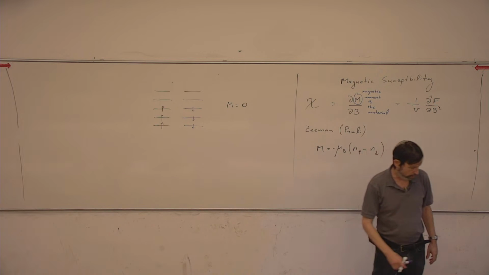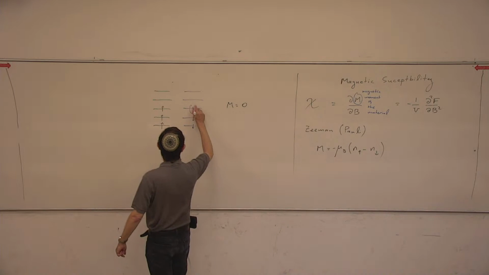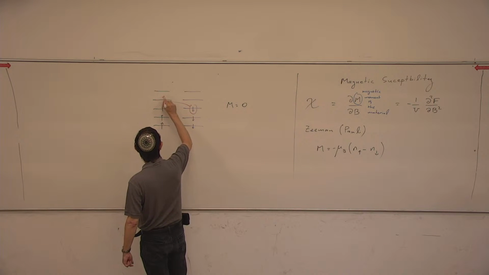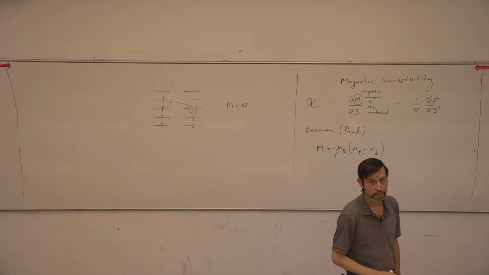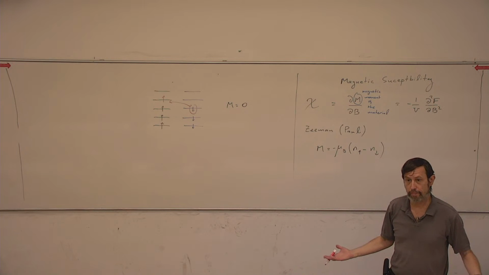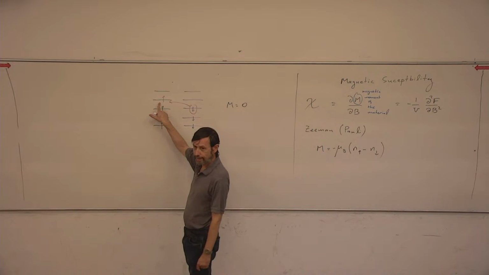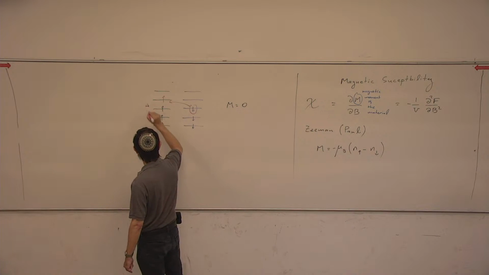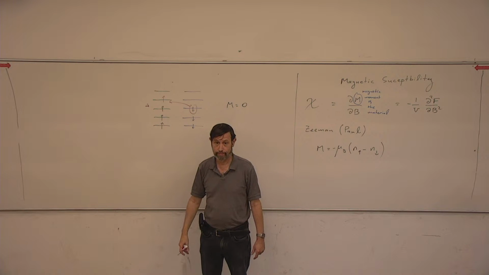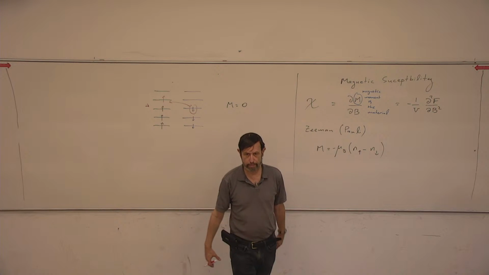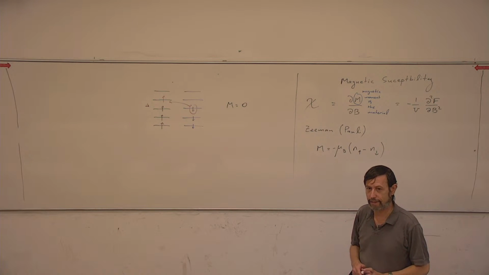Okay, then you can ask me, why don't I take this spin and pull it here? And then the answer is simple. This costs more energy by delta. Delta is a level spacing here. Okay? It just doesn't make sense.